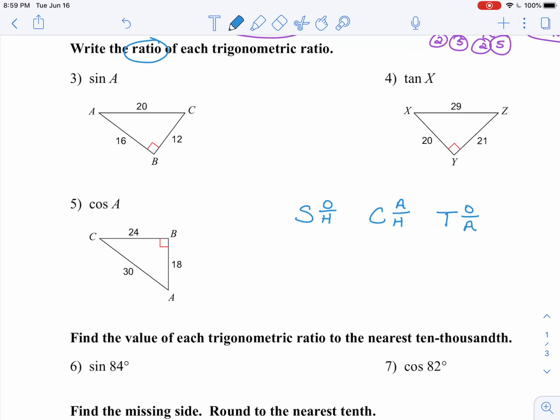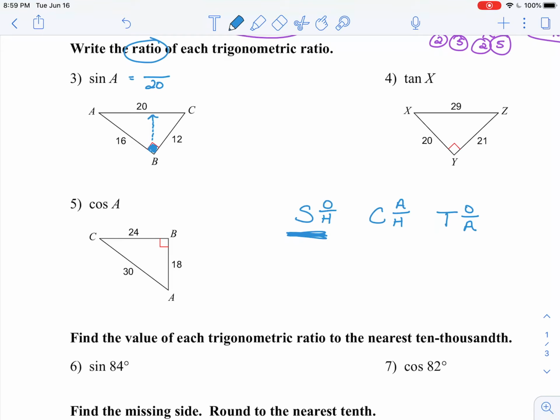They're just ratios. So when I ask for the sine ratio, I want the SO ratio. I just want to know what's the opposite leg over the hypotenuse. The easy one to find, theoretically, should be the hypotenuse, always across from the right angle. So this is going to be over 20.